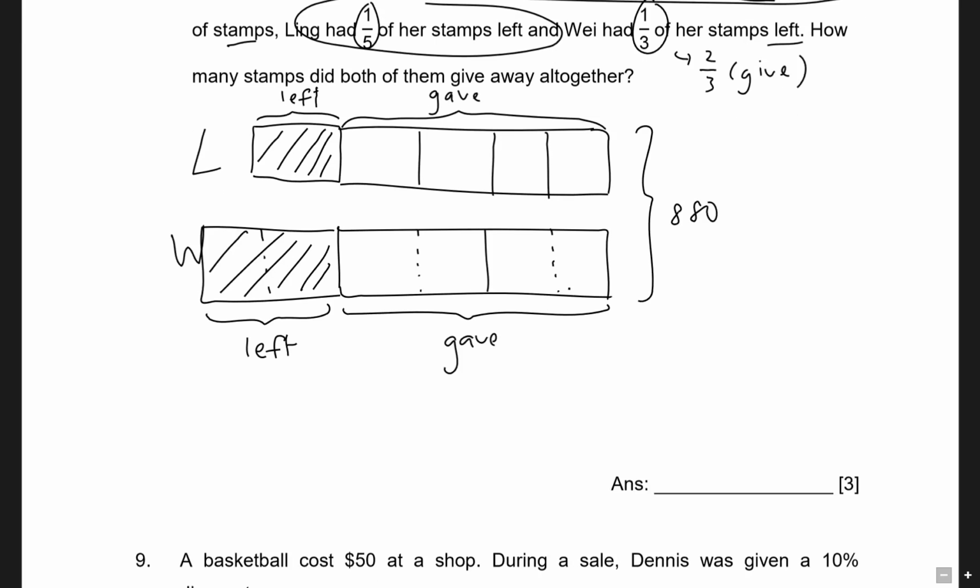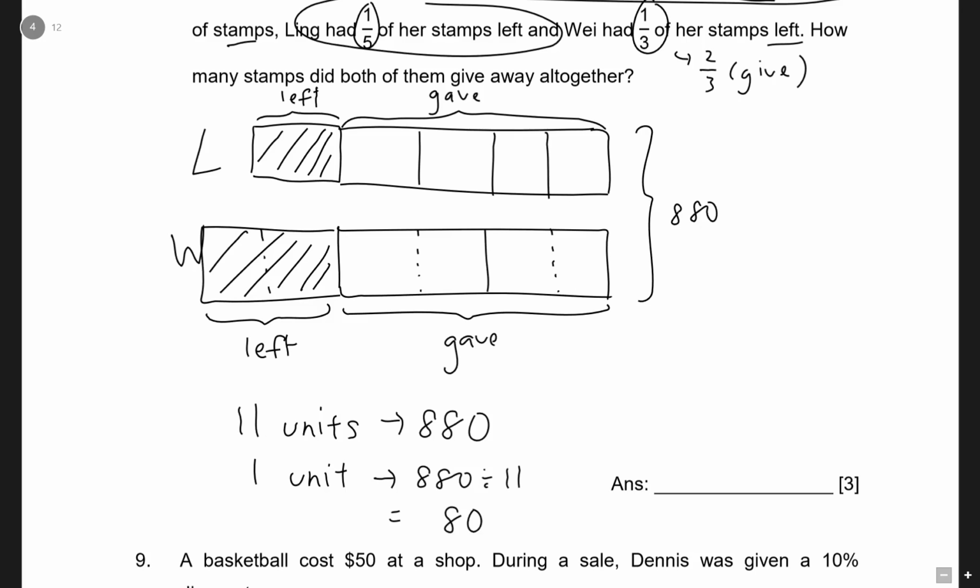Now let's find out how many total units. 1, 2, 3, 4, 5, 6, 7, 8, 9, 10, 11 units. There were a total of 11 units at the beginning, and it's 880. So let's always find 1 unit first. 880 divided by 11 gives me 80. Very nice number, means I'm in the right direction.